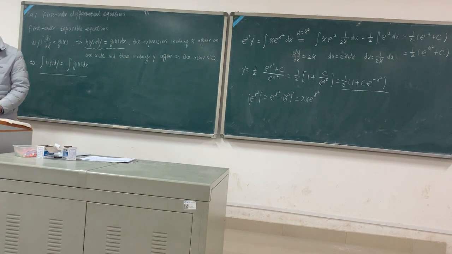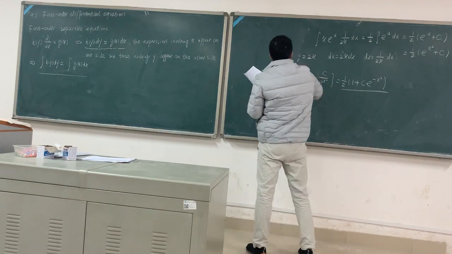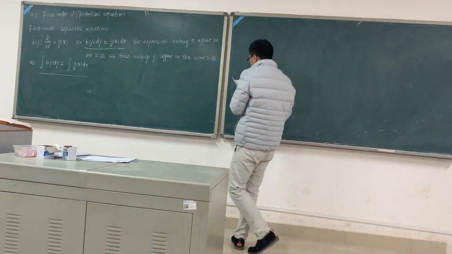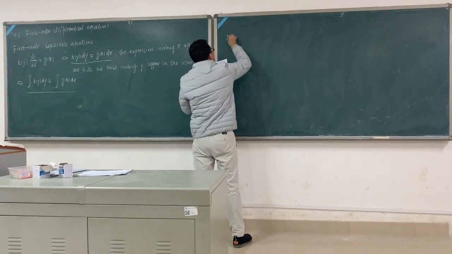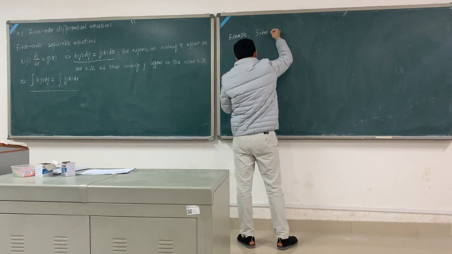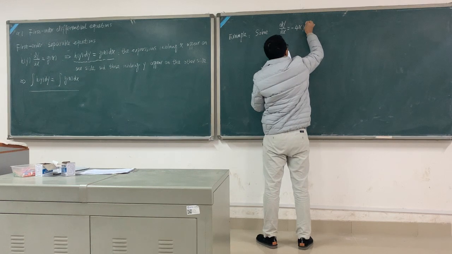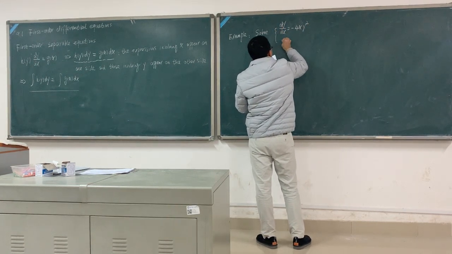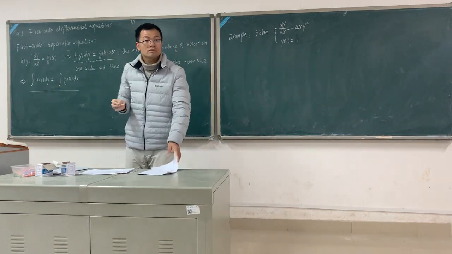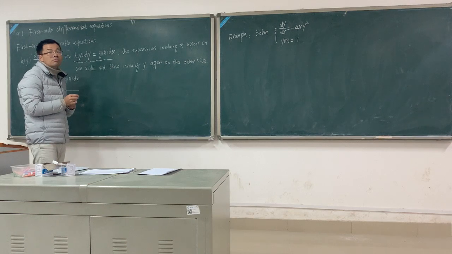Here I give an example. The first order initial value problem: dy/dx equal to minus 4xy squared, with y(0) equal to 1. Solve the initial value problem.